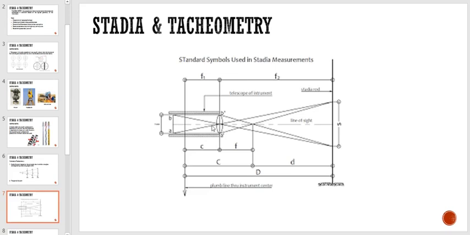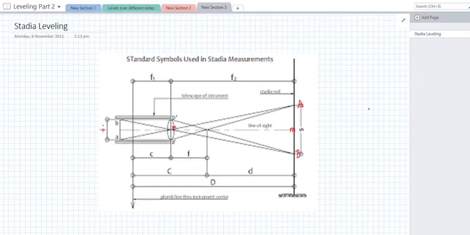Since AB is equal to A prime B prime, by similar triangles, F is to I is equal to D is to S. So F over I is also equal to the ratio of D to S. So the distance D is equal to the ratio F over I times S, and it is also equal to the value of F.